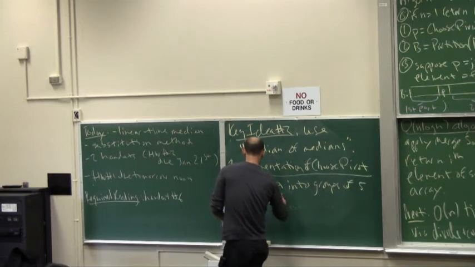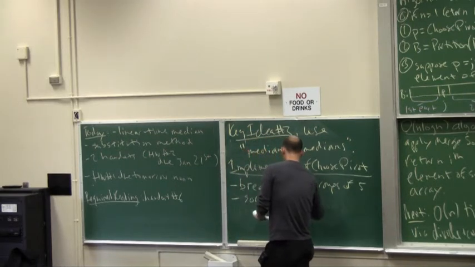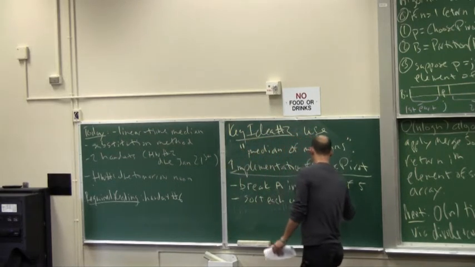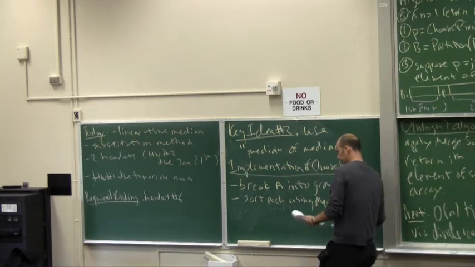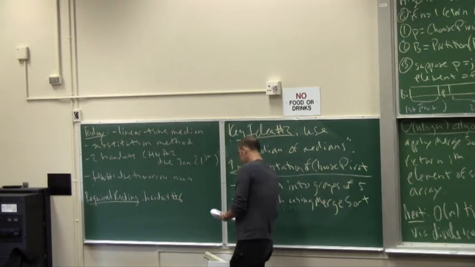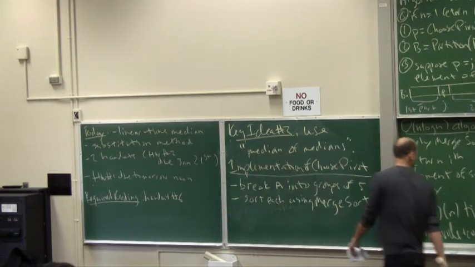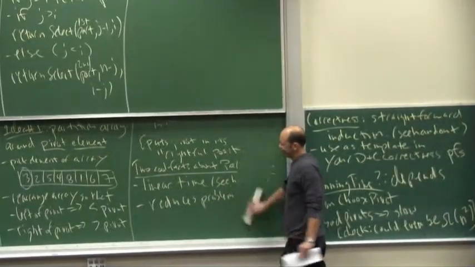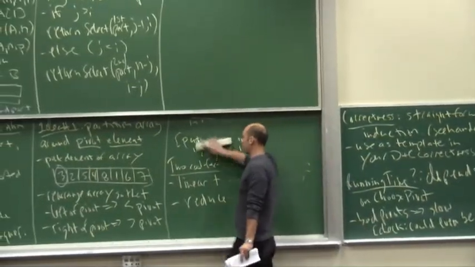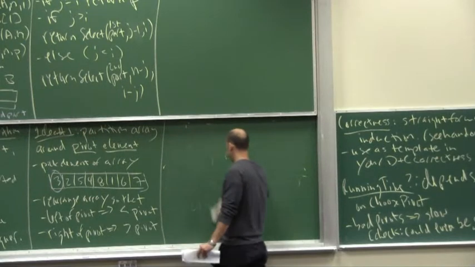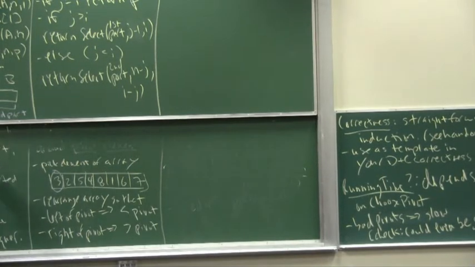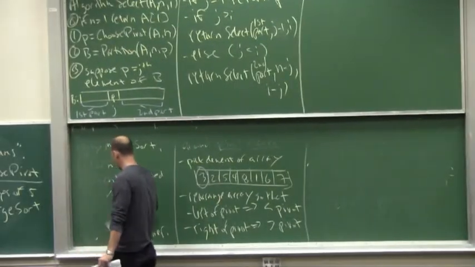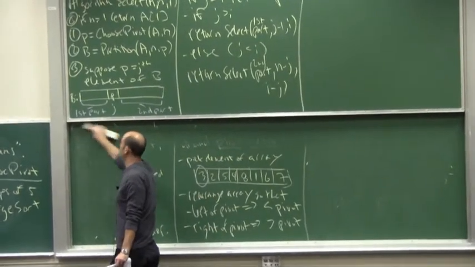So sort each group using, let's say, merge sort. Okay? Now, what you might be concerned about is, wait a minute. We're trying to get a linear time algorithm. We know merge sort is n log n. And now somehow we're calling merge sort in the middle of a supposedly linear time algorithm, right?